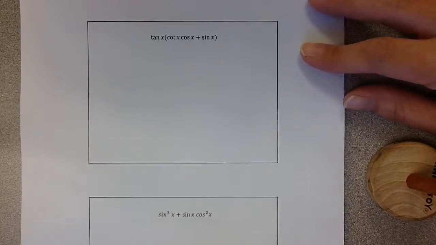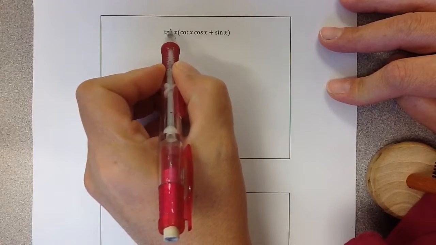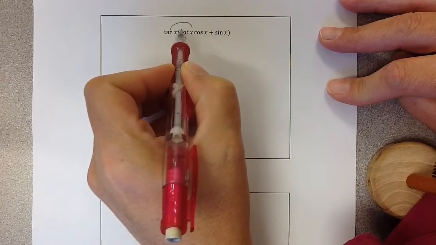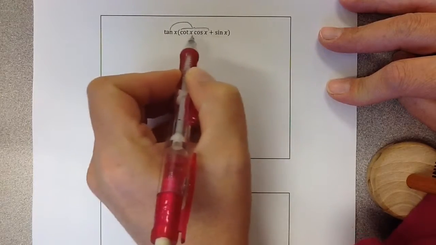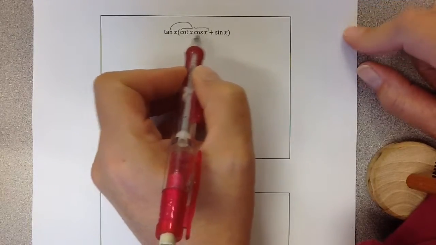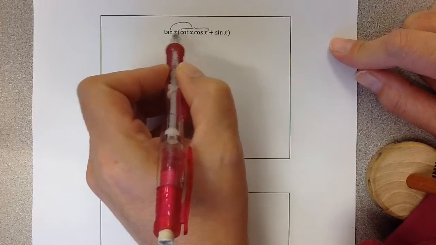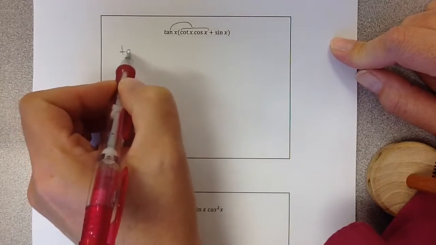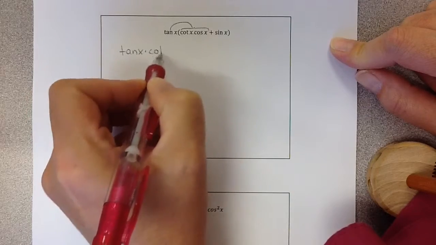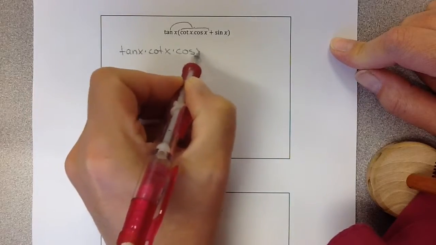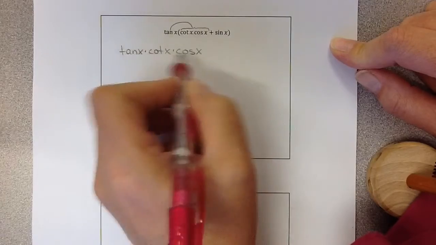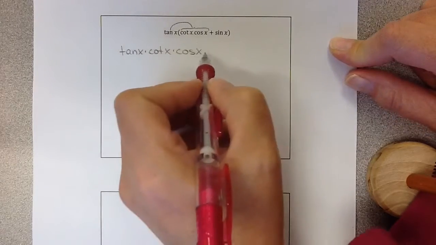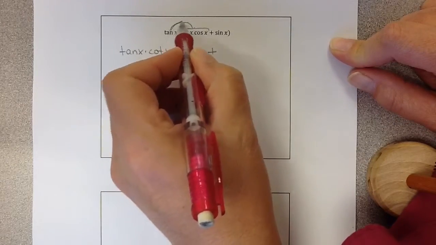Alright, on to the next one. More parentheses. Parentheses screams distribute me. So tangent times, and you've got to be really careful here. Cotangent times cosine is a single term. There are not two terms there, no pluses and minuses between them. So you only get to multiply that by tangent one time. So that's going to give us tangent x times cotangent x times cosine x. So it's just a three-factor product there. Plus, then we multiply tangent times sine.